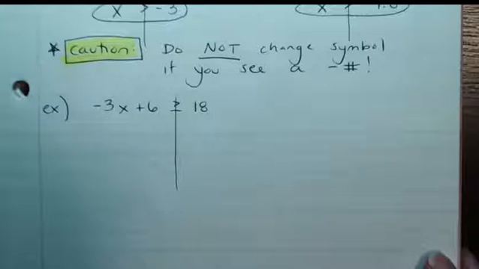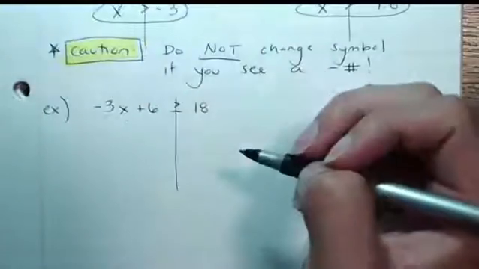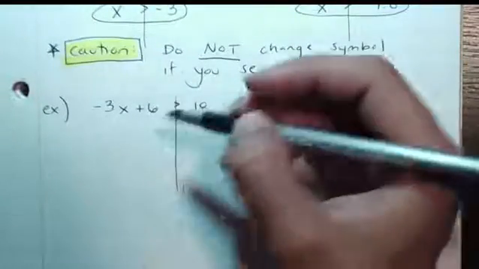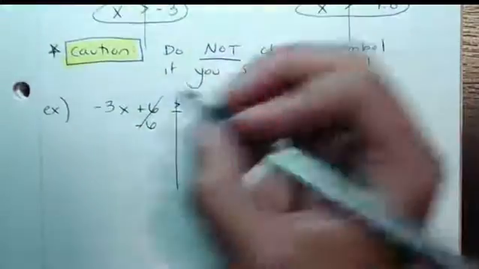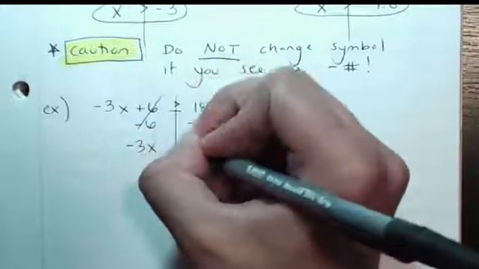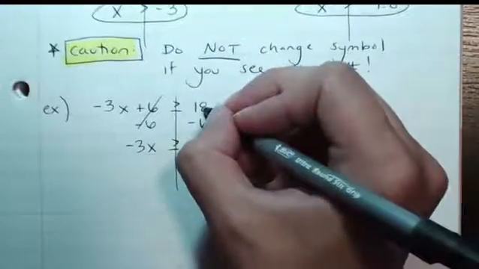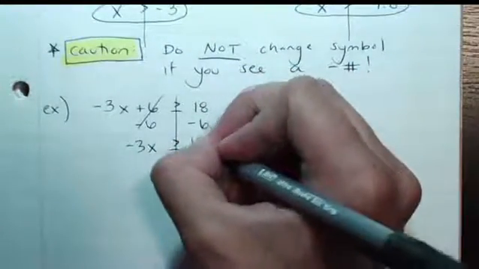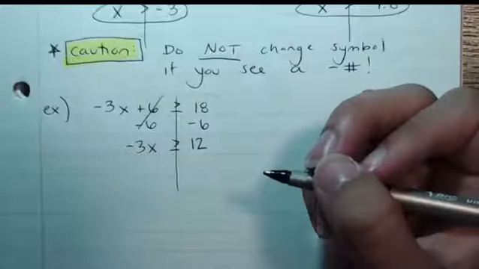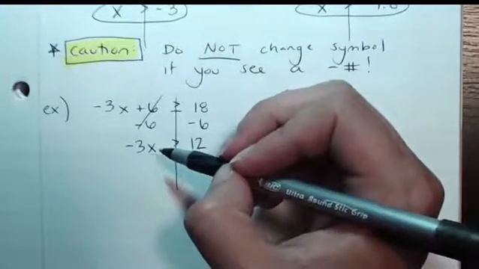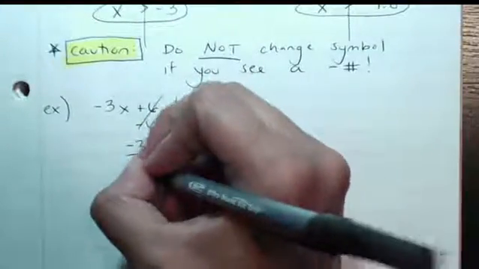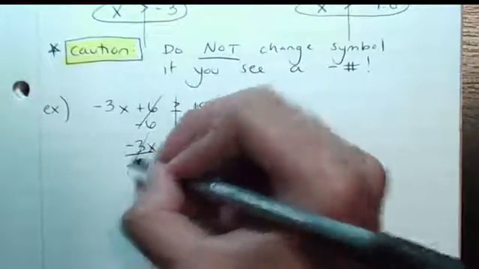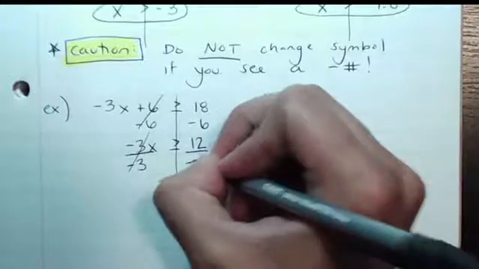Since this is a multi-step equation, or two-step equation, I want to get x by itself. So I'm going to get rid of the number not attached to the variable, which means I'm going to subtract 6 on both sides. So I have negative 3x is greater than or equal to 18 minus 6, which is 12. I'm going to get x by itself, so right now it's being multiplied, so I'm going to divide by negative 3 on both sides.